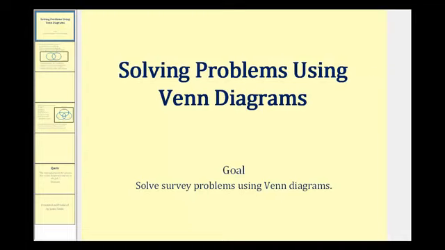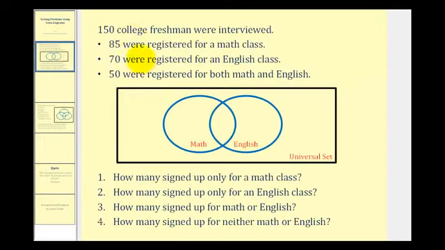Welcome to a lesson on solving problems using Venn diagrams. Let's take a look at our first example. 150 college freshmen were interviewed. So these students make up our universal set for this example. 85 were registered for a math class, 70 were registered for an English class, and 50 were registered for both a math and English class.